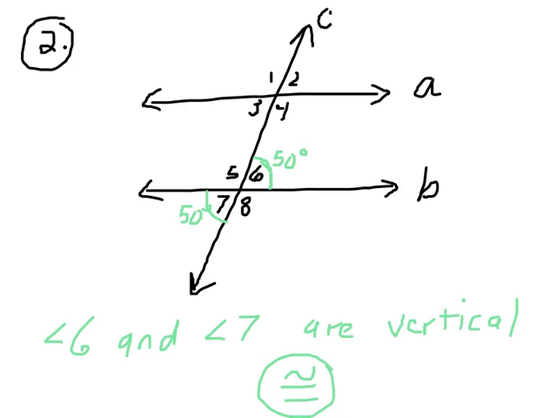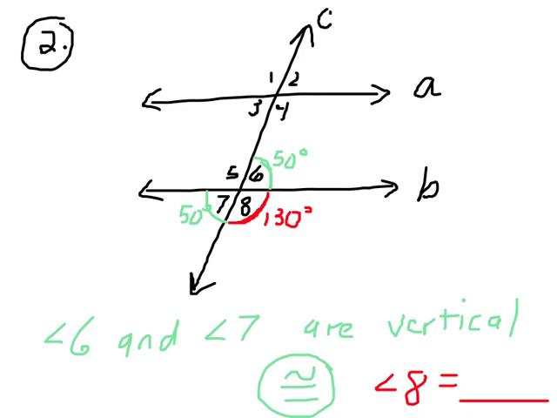Knowing that information, you should be able to tell me now the measure of angle 8. So what is the measure of angle 8? Well, you know that 7 and 8 are supplementary because they're on one side of this line. So 7 and 8 make 180 degrees. Therefore, 8 must be 130. 130 plus 50 is 180, and supplementary angles always add up to be 180.